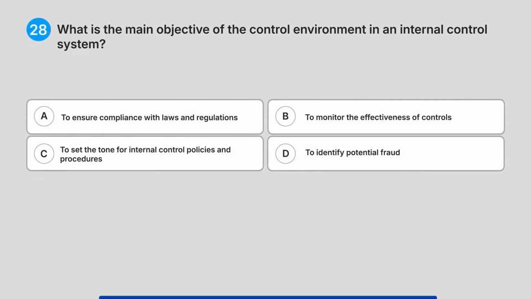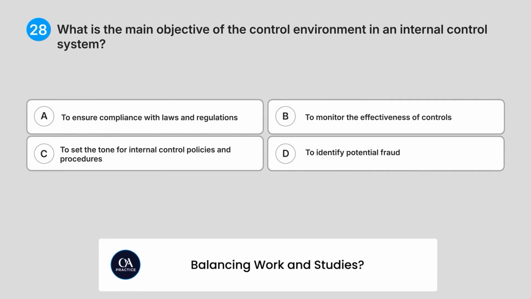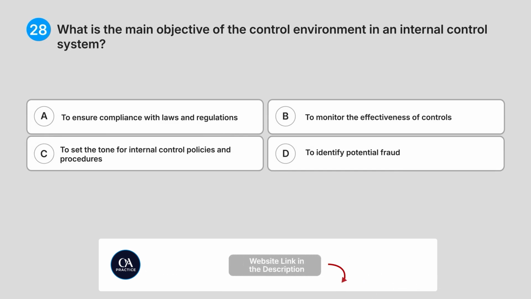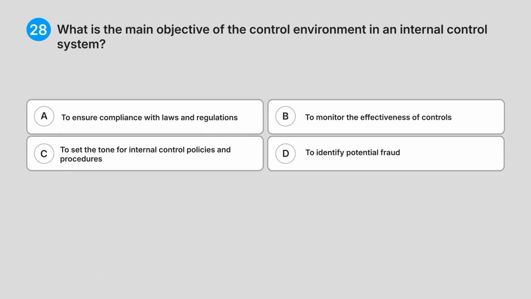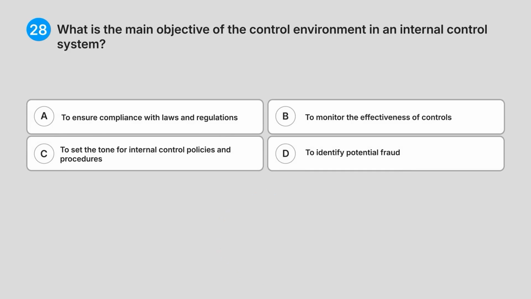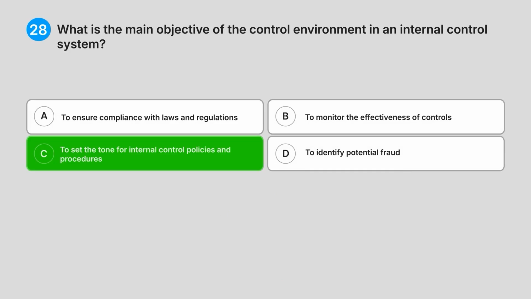28. What is the main objective of the control environment in an internal control system? A. To ensure compliance with laws and regulations. B. To monitor the effectiveness of controls. C. To set the tone for internal control policies and procedures. D. To identify potential fraud. What do you think is the answer? Correct answer: C. To set the tone for internal control policies and procedures.